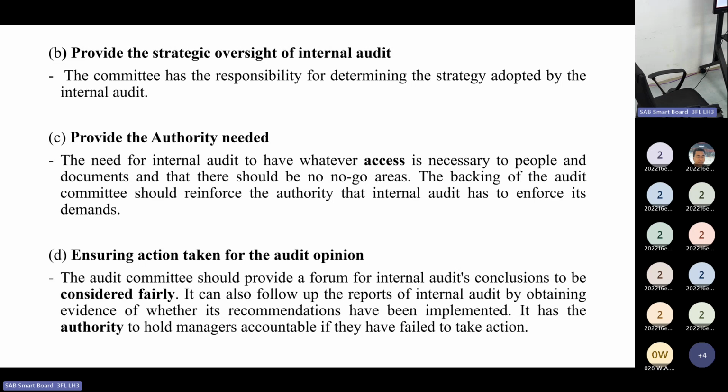Third one, provide the authority needed. Since the internal audit is now under the audit committee's supervision, they can get access to certain documents which management is reluctant to show, right? Because the authority is the audit committee.